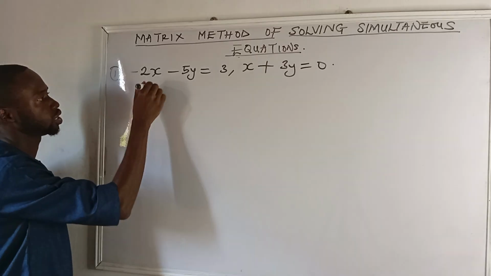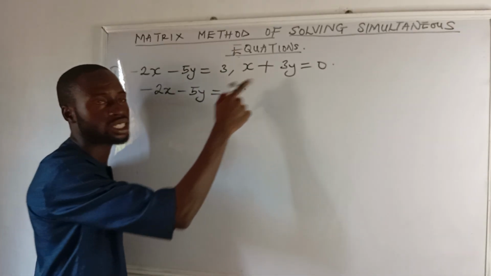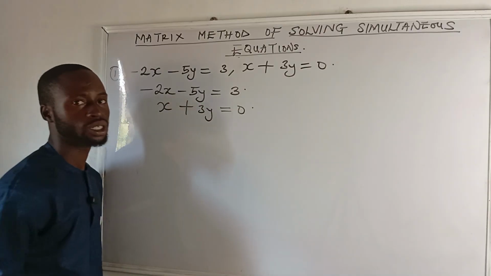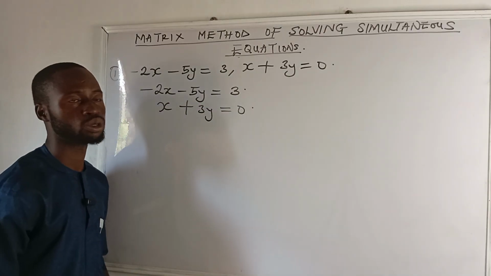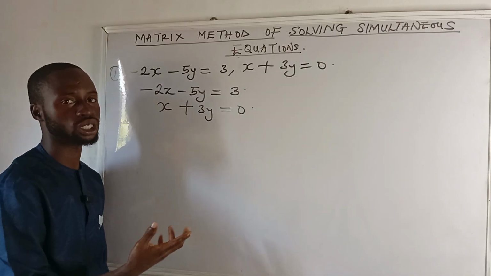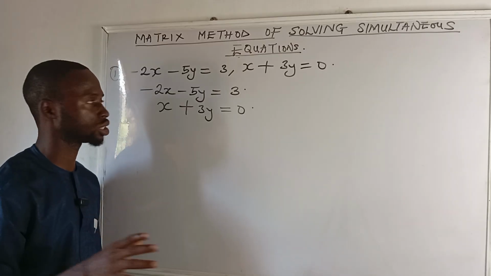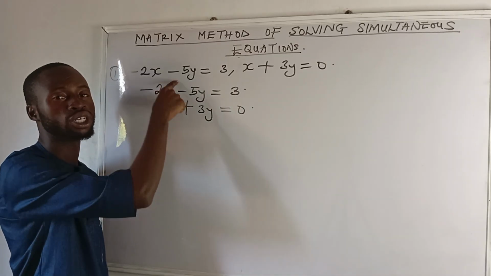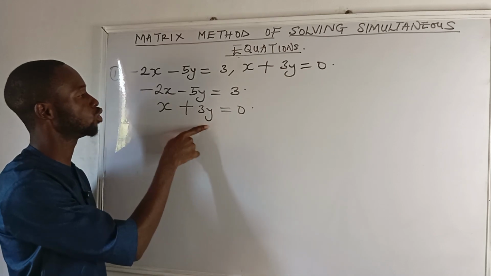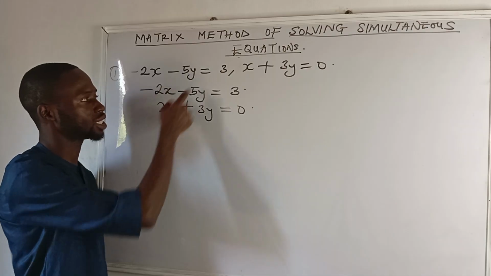So if I have this, let me write out the first equation: minus 2x minus 5y equals 3. Then my second equation is x plus 3y equals 0. Now I can write them out in matrix form. I'll write out their coefficients, but I need you to note something. Before I write any equation in matrix form, I must make sure that the variables in the same vertical direction are the same. I cannot have 3y on this side and x on this side when x is here and y is here. So it must be x, x, y, y.